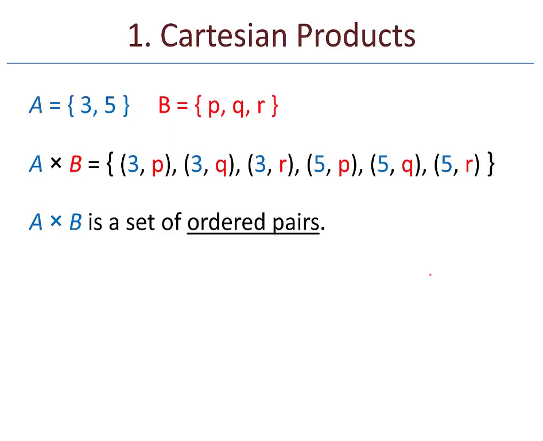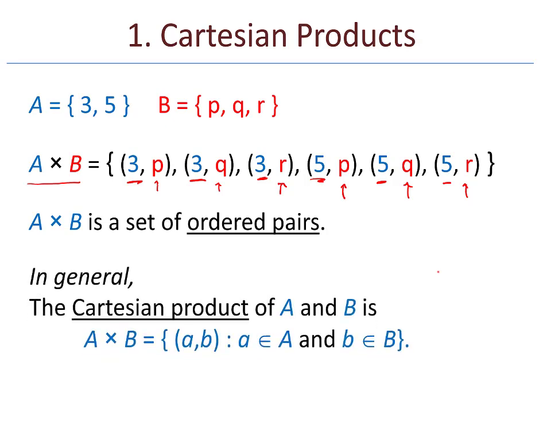Number 1, Cartesian products. Suppose I have a set A and a set B, and A can be any set really, as can B, and I will combine them with the Cartesian product of A and B. We might read this as A cross B. It is a set of ordered pairs, and the first component of each ordered pair is taken from A, and the second component of each ordered pair is taken from B. And we do this with all possible combinations.